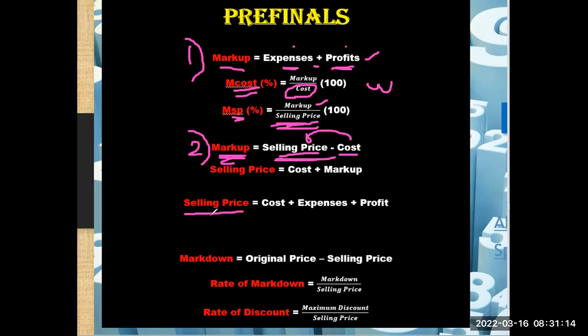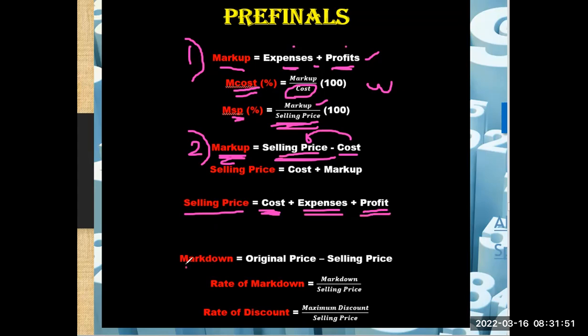Selling price naman is equals to cost. Also, your expenses, i-add mo din yan. And you're supposed to be kita. Okay? Or your profit. Para mag-end up ka sa selling price. Kasi hindi pwedeng cost lang ng product and then the expenses lang, wala kang kita dyan. Kasi hindi yan mapupunta sa'yo yung cost and expenses. Ito lang yung mapupunta sa'yo, yung profit.